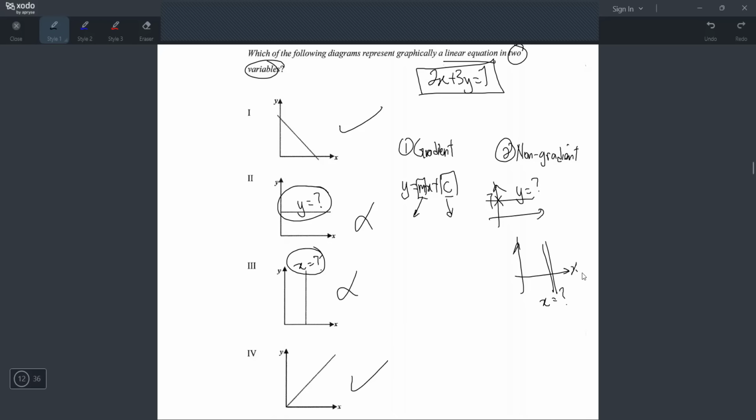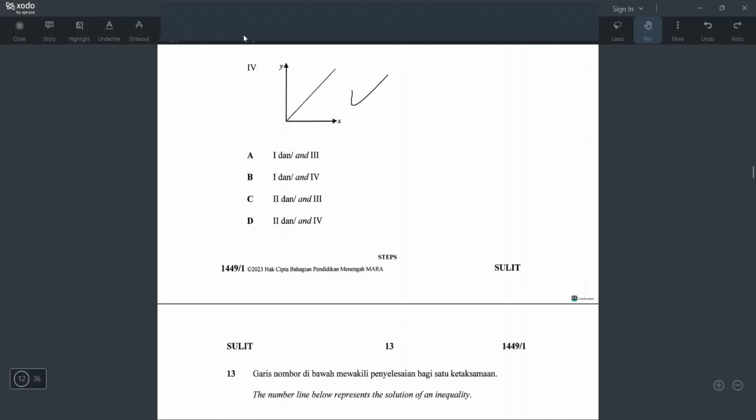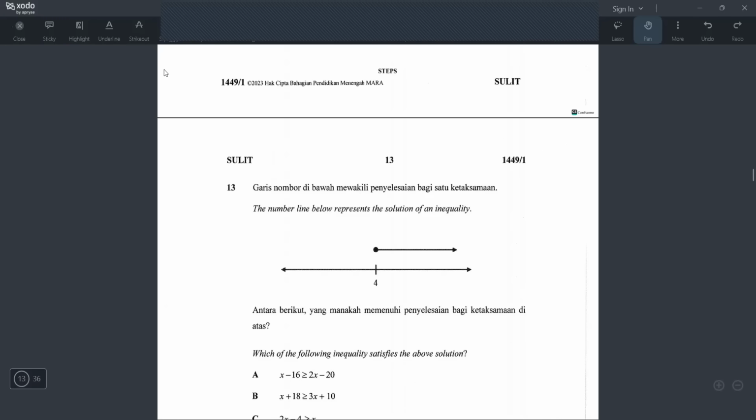Same with this. Can you see it's cutting the x-axis? So this number depends on where the vertical line cuts the x-axis. Okay? So that is why this type of line will only have one variable: y equals number, x equals number. It's because you can't find the gradient. So that's why I know 2 and 3 are definitely one variable. They're asking for two variables, so 1 and 4. So let's go to ABCD. Which one is the answer? 1 and 4. Okay. So that's how you do it.